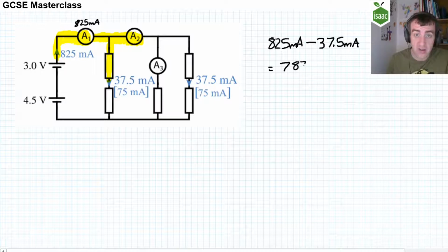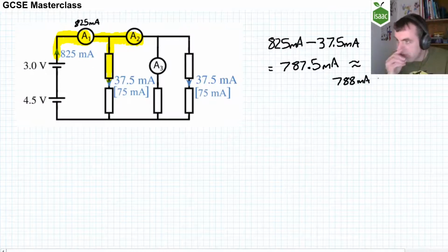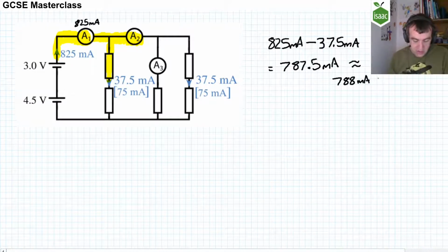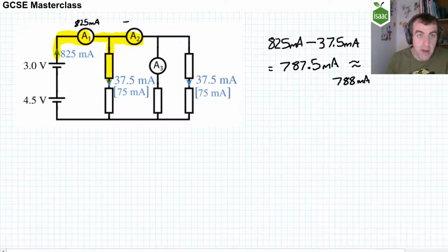And you wouldn't enter that into Isaac Physics. You could. It's clever enough to realise that that's correct, but it's far too many significant figures. So you're going to be giving this to about 788 milliamps. So then what do we do? Well, then we do the second junction. So here I've got my 788 milliamps or thereabouts.